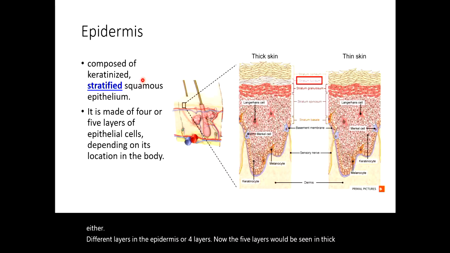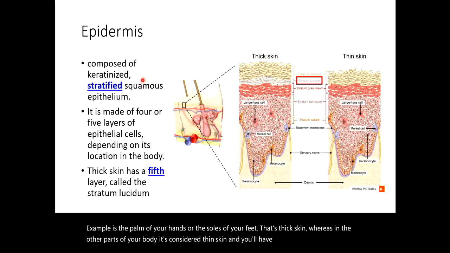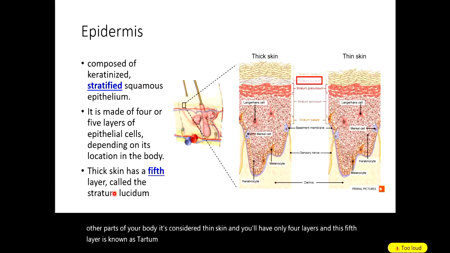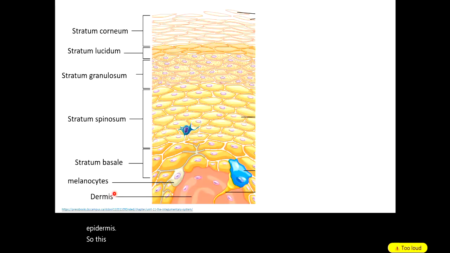Now, the 5 layers would be seen in thick skin. An example is the palm of your hands or the soles of your feet. That's thick skin, whereas in the other parts of your body, it's considered thin skin, and you'll have only 4 layers. And this 5th layer is known as stratum lucidum, and we'll consider where it is located in the scope of the epidermis. So this is a picture showing you the 5 layers of the epidermis.